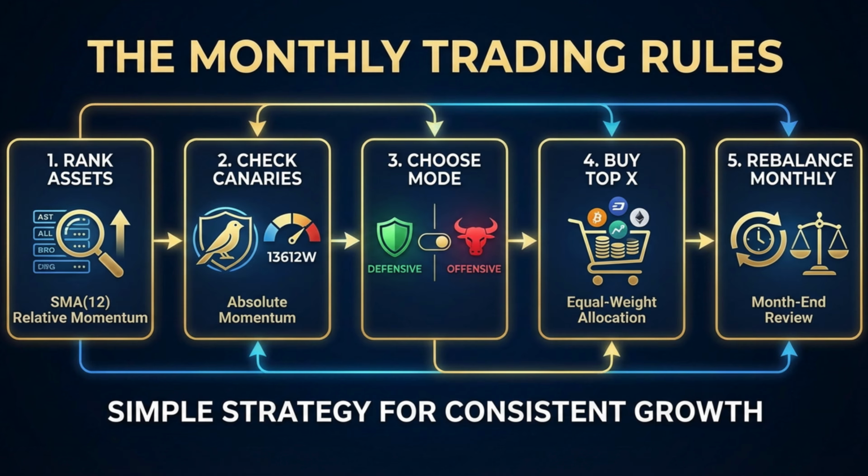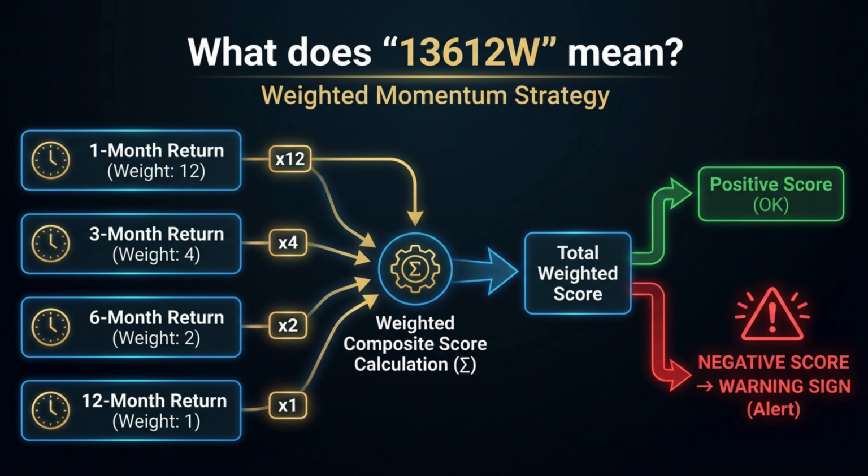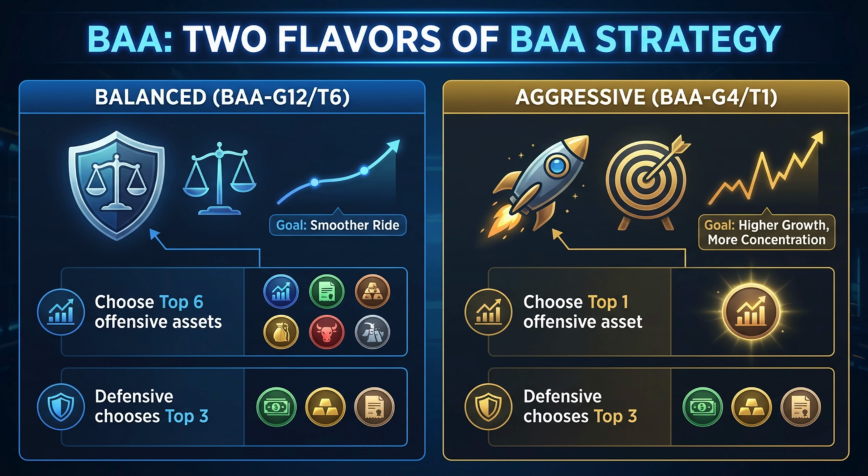SMA 12 momentum compares today's price to the average of recent prices. In the paper's definition, the score is today's price divided by the 12-month moving average minus 1. If the score is higher, that asset is stronger relative to others. The 13612W signal combines multiple lookbacks, 1, 3, 6, and 12 months, and gives the most weight to the most recent return. If that weighted sum turns negative, the canary is considered bad, and BAA is ready to switch to defense.